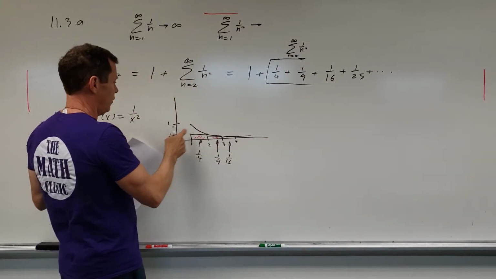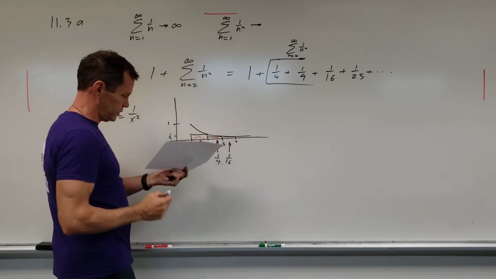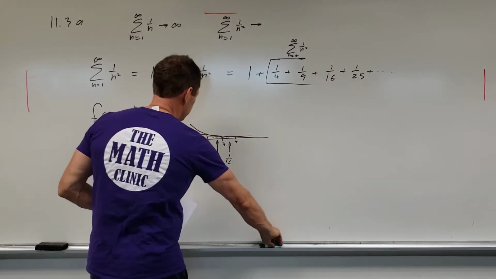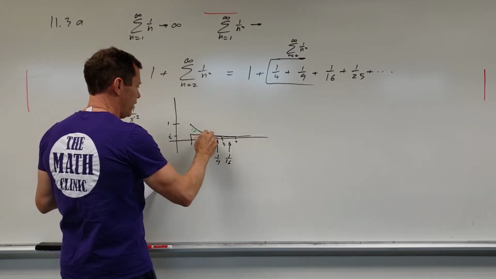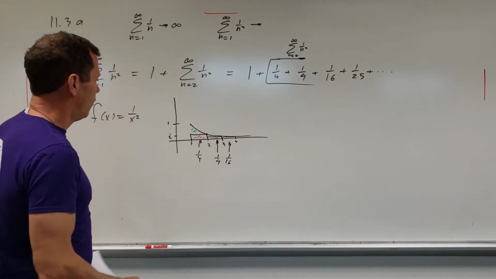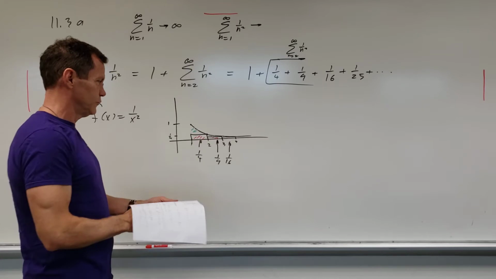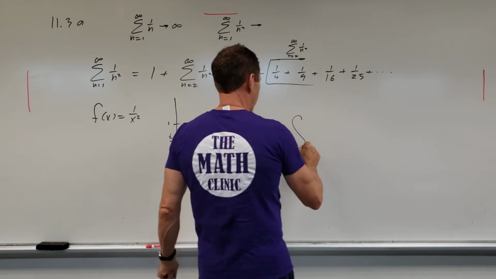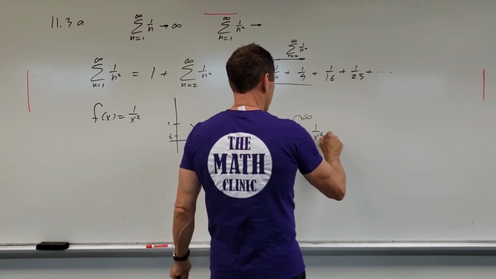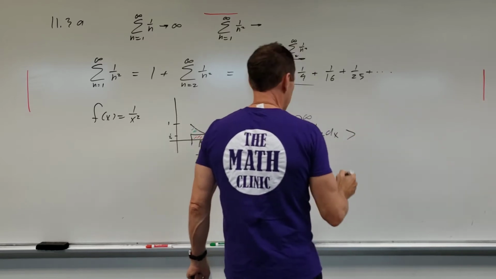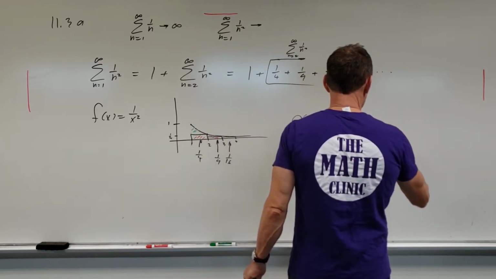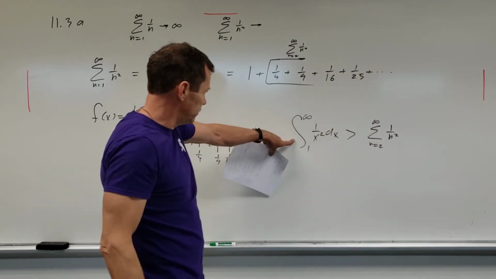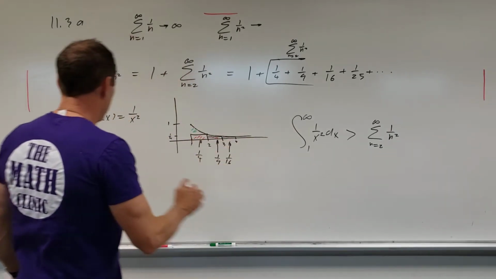Now let's look at the integral. The integral is going to be all of this. So what's the difference between the integral and the area of these boxes, which is this series? This part right here. Who's bigger, the integral or all these boxes? Looks like the integral is. So I've got that the integral from 1 to infinity of 1 over x squared dx is bigger than the summation n equals 2 to infinity of 1 over n squared. So we're working on this piece. What I'm going to show is this guy converges. So let's look at that integral.